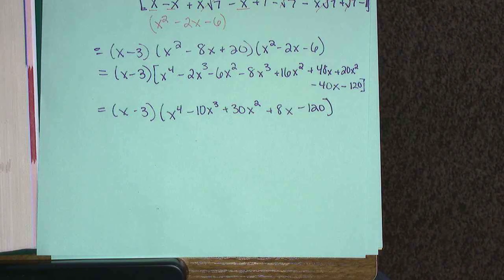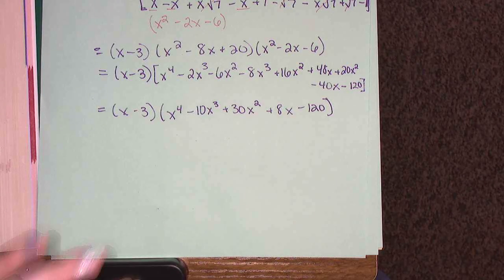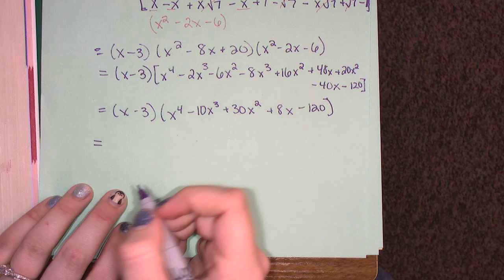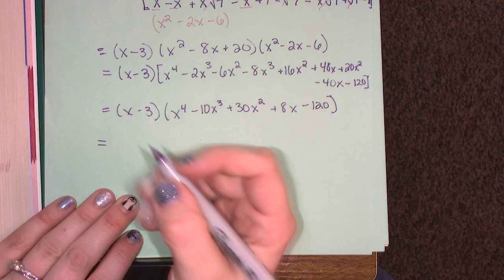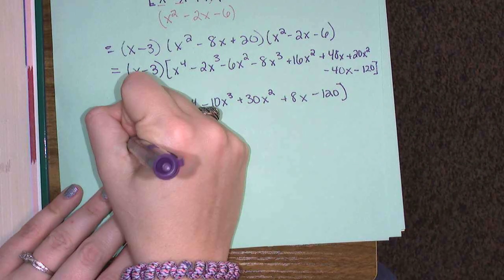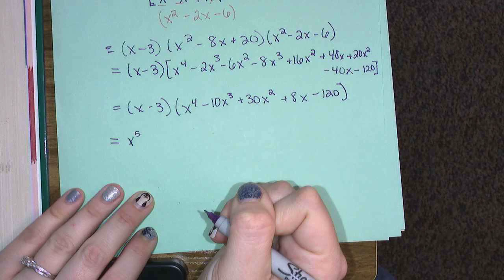Okay, and then now you just need to multiply this last x through, and then the number through, and then simplify. So this is not all going to fit on one line, I'm pretty sure, but anyways.